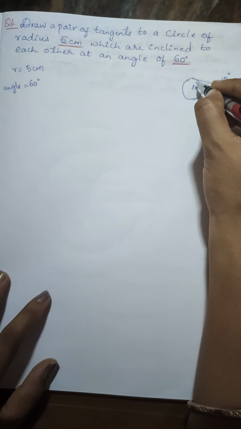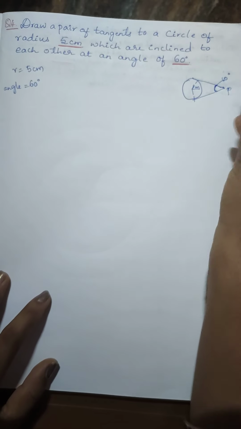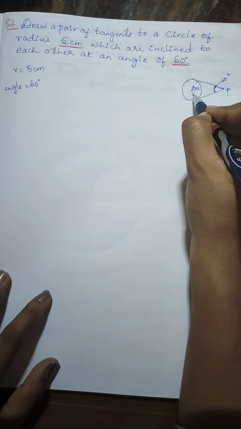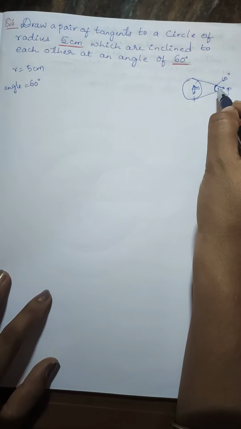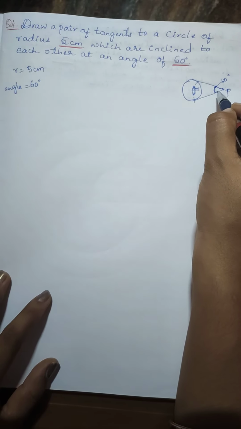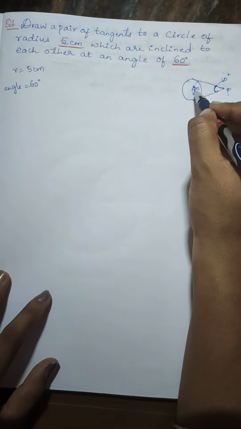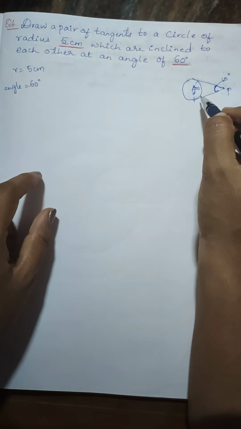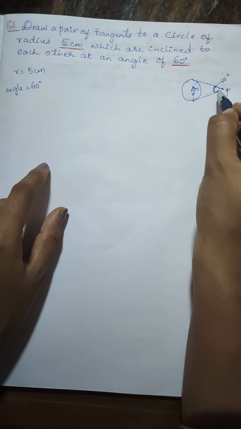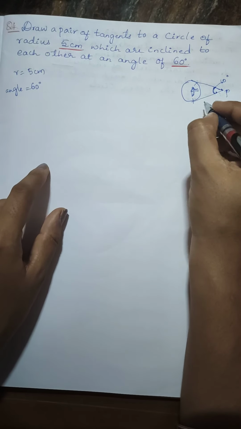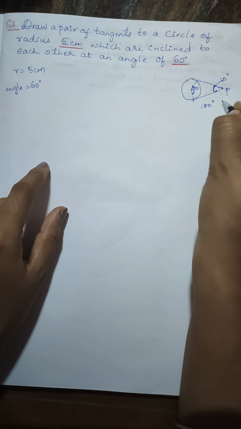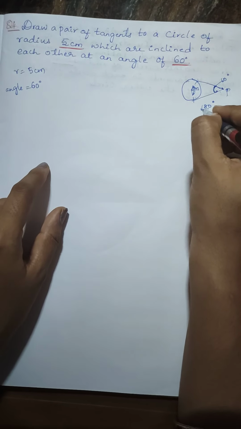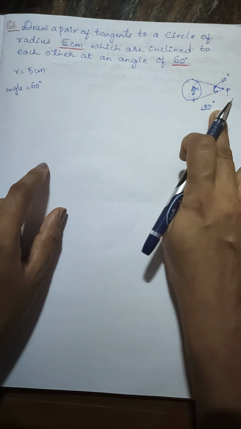As I told you, we proved one problem also. The angle subtended by the tangents and the angle between the radii are supplementary. That means the sum of these two angles is equal to 180 degree. So remember this one. Using this property we are doing this construction.